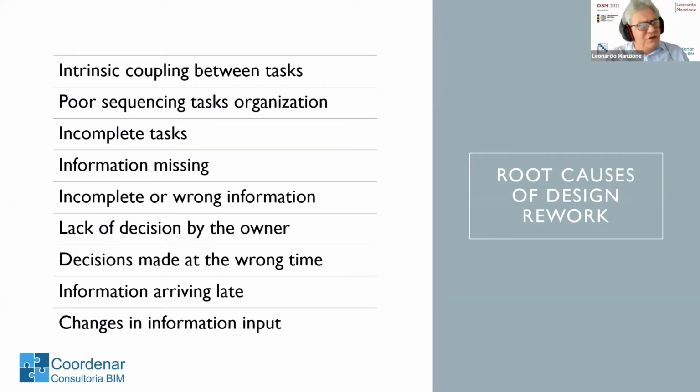Root causes: of course, there are hundreds of causes of design rework. These are basically intrinsic coupling between tasks, poor sequencing and organization of tasks, incomplete tasks, missing information, incomplete or wrong information, and lack of decision by the owner of the building, the owner of the project. The decisions are sometimes made at the wrong time. Information arrives late. There are many constant changes in information input.